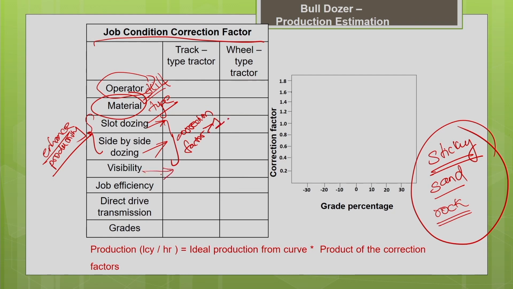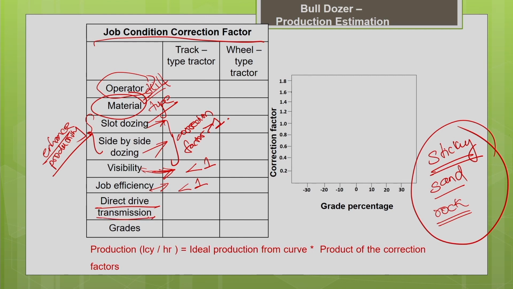Similarly, visibility. If you are working in a foggy area, dusty area, where visibility is very poor, in that case, you have to reduce the productivity taken from the ideal curve. So that means your correction factor will be lesser than 1. Similarly, obviously, in most of the cases, your machine will be working for 45 minutes or 50 minutes in an hour. So in that case, we have to apply the job efficiency. So accordingly, the correction factor will be lesser than 1.